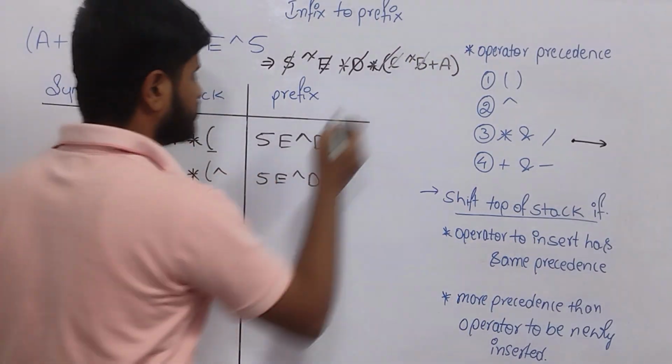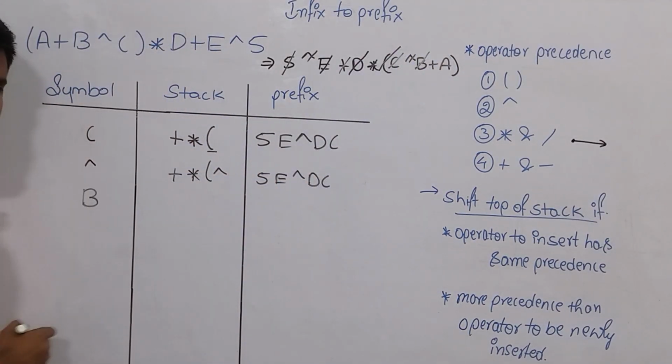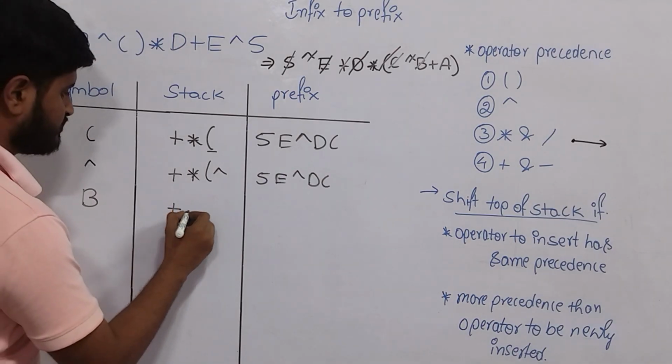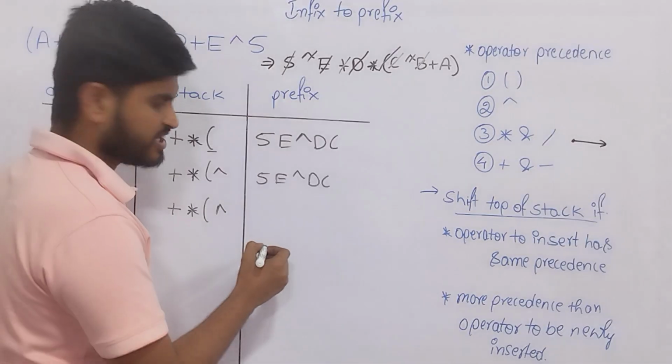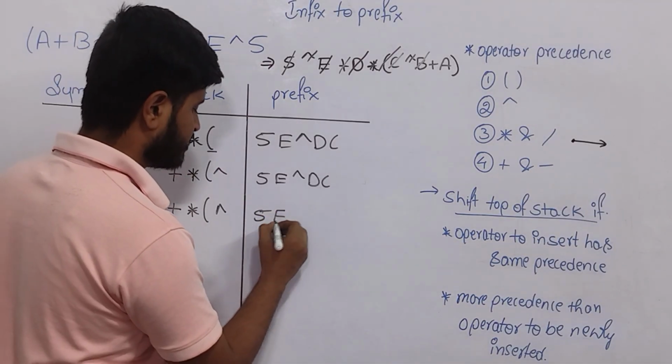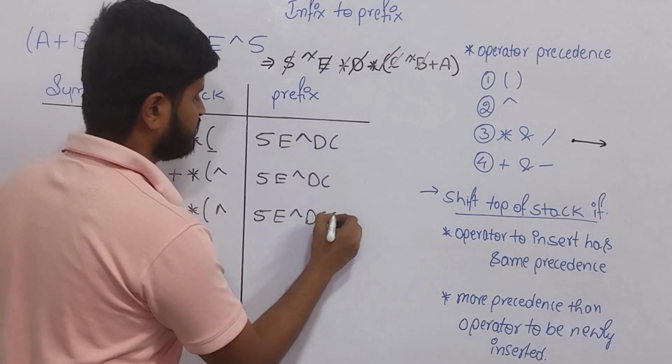This is an exception. Now I must insert b. So in that stack we have plus, star, open bracket, exponential. So I must insert b. It is a letter, so I can directly insert it to the prefix expression.